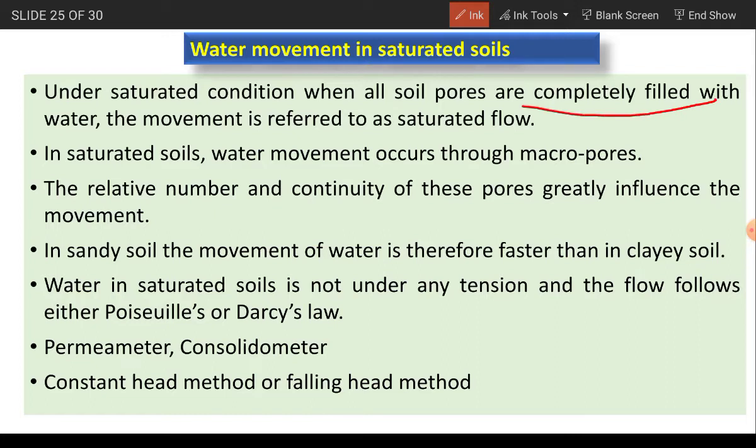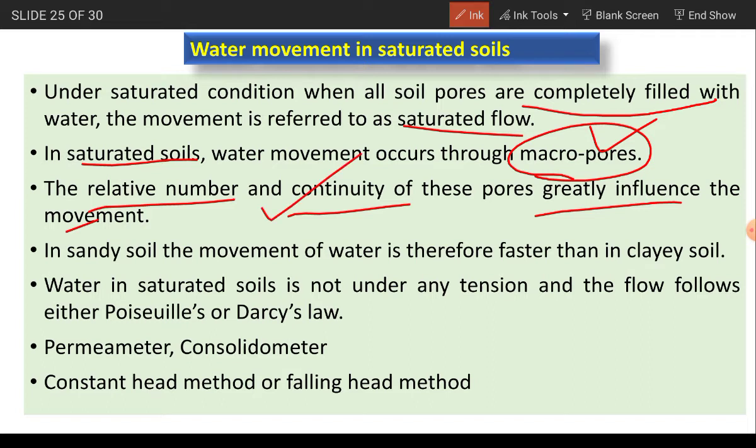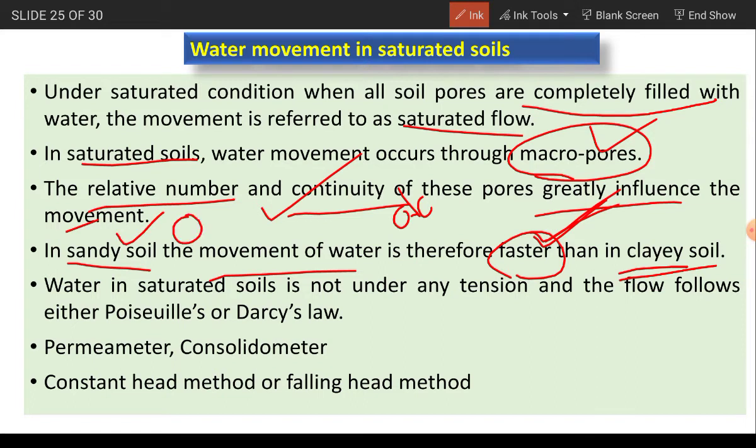In saturated soils, water movement occurs through macropores only. The relative number and continuity of these pores greatly influence the movement. It depends on the continuity and the number of macropores. If continuity is broken, then movement is reduced. In sandy soil the movement of water is therefore faster than in clay soil, as in sandy soil there are more larger macropores and the water movement is easier, is not it?